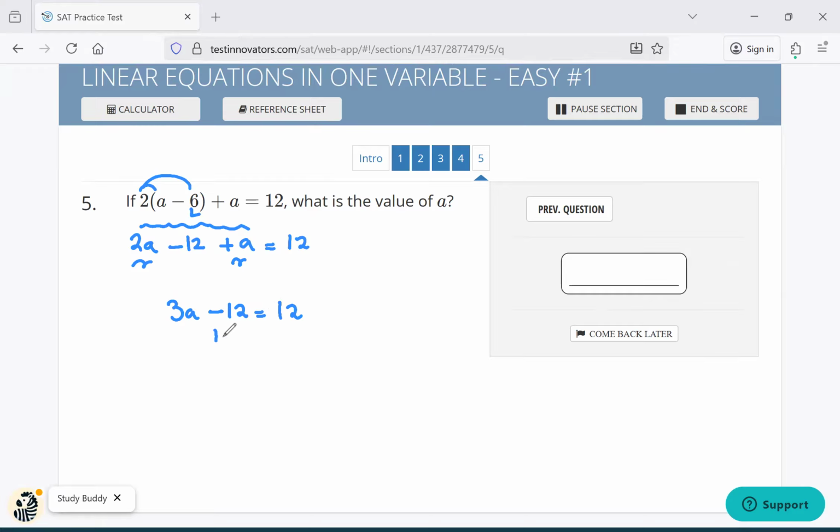So next I would add 12 to both sides. So I get 3a equals 12 plus 12, which is 24. Divide this by 3, and you get 24 divided by 3, which is 8.